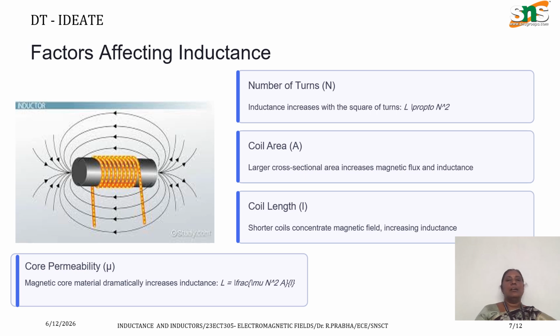And the next important factor is coil area. A large cross-sectional coil area increases magnetic flux and inductance. The third factor is coil length. Shorter coils concentrate the magnetic field, which increases the inductance. And the permeability, core permeability is mu, and the magnetic core material dramatically increases the inductance.